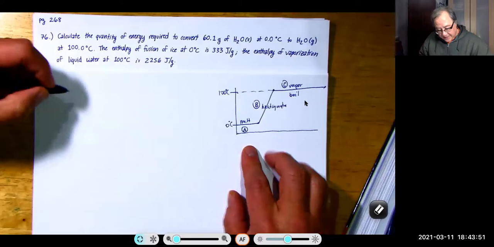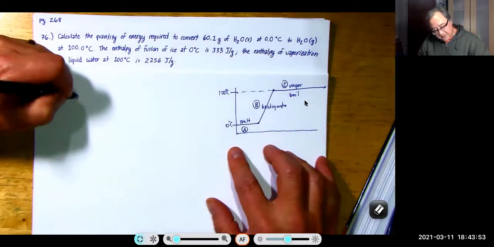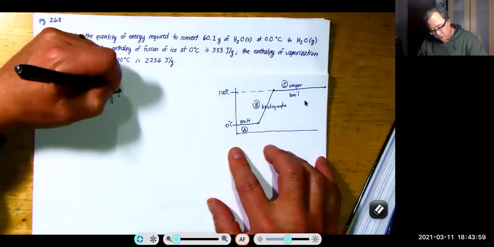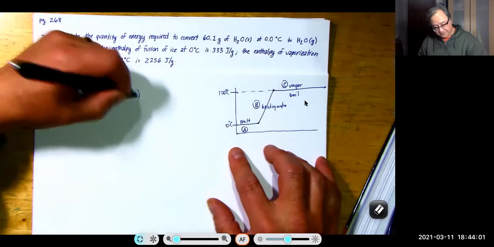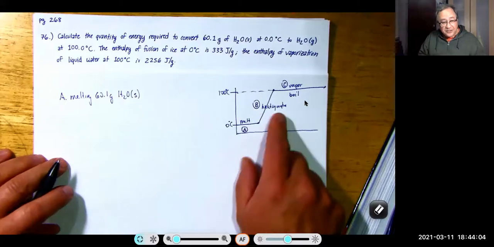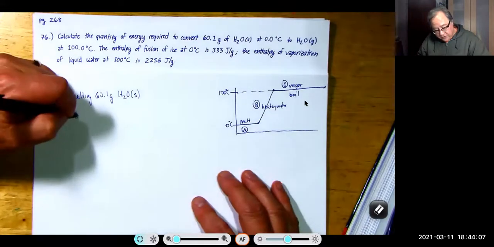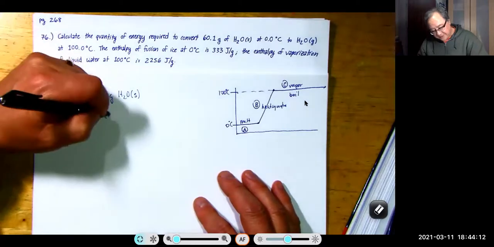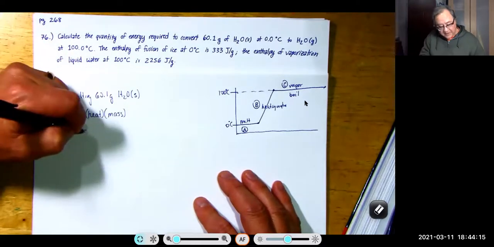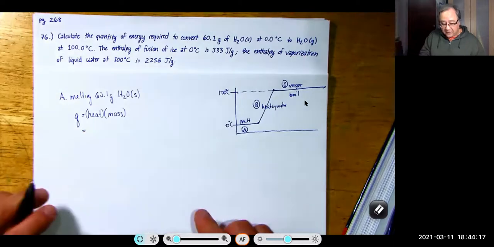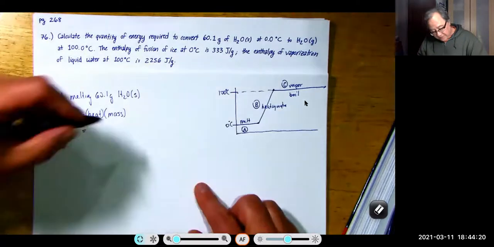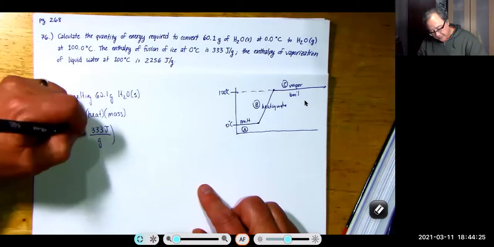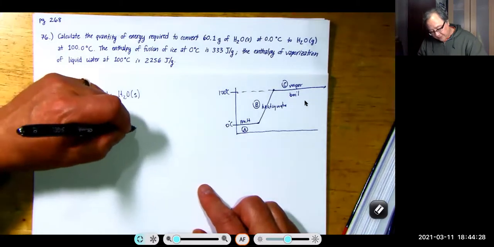So let's look first at A, where we are melting 60.1 grams of H2O solid. Now, for any change in state, to calculate the Q, you do the heat times the mass. And heat of what? Well, in the case of melting, it's called heat of fusion. So we're going to have 333 joules per gram times 60.1 grams.